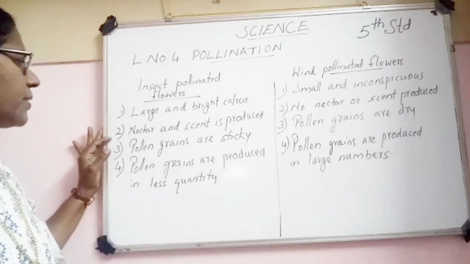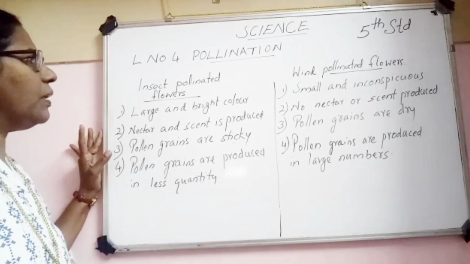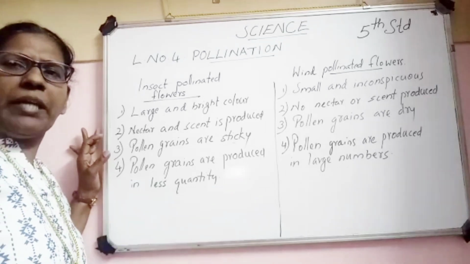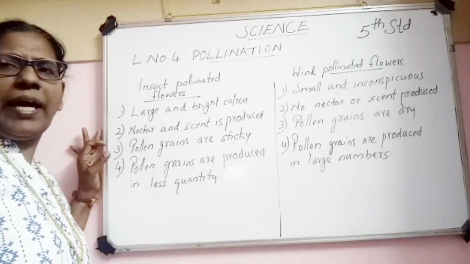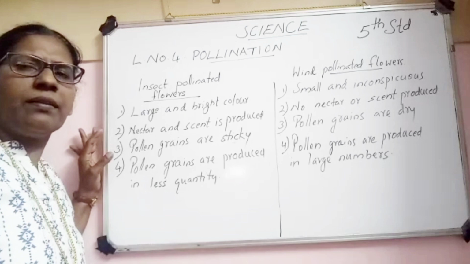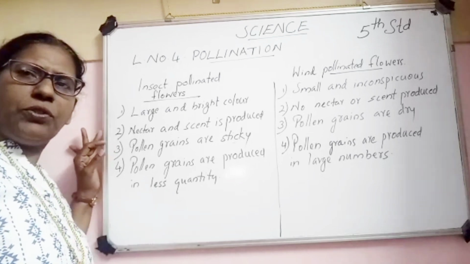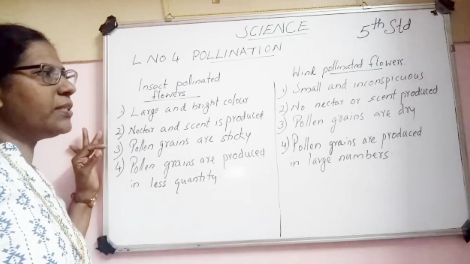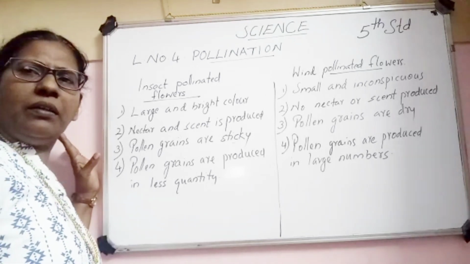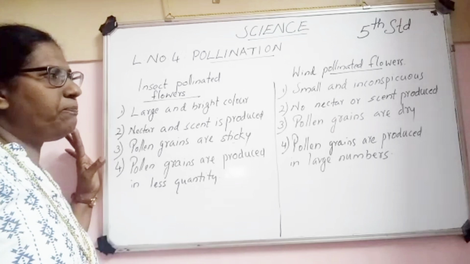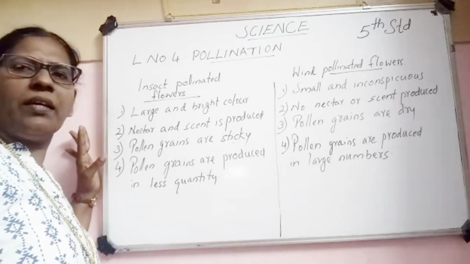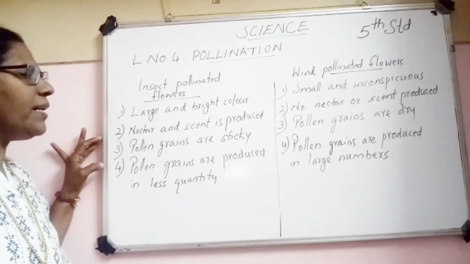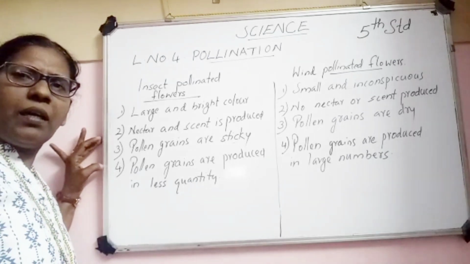Then the second point: in insect pollinated flowers, flowers should produce some nectar and have some smell. Then the insects are attracted to that flower. In wind pollinated flowers, there is no need of nectar, no need of scent. No nectar or scent is produced. Then the third point is that pollen grains are sticky.